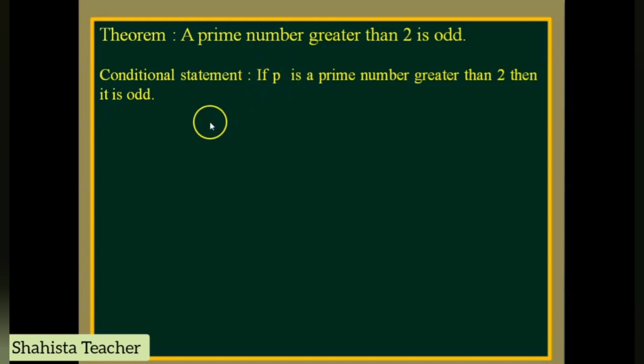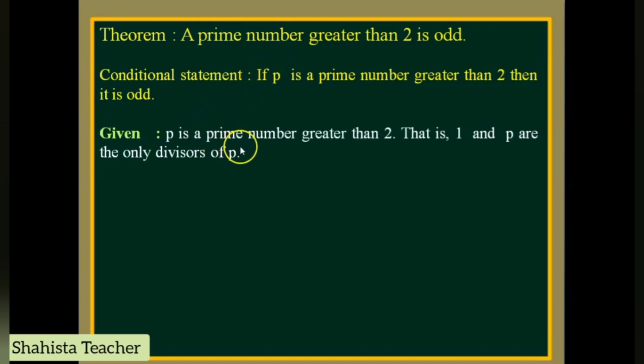So here I am writing given. Given is p is a prime number greater than 2, that is, 1 and p are the only divisors of p. It means 1 multiplied by 1 and its own table. So not more than 2 factors, known as a prime number. Is that clear? That is, the number should be divisible by the table of 1 and its own table. That number is known as a prime number.